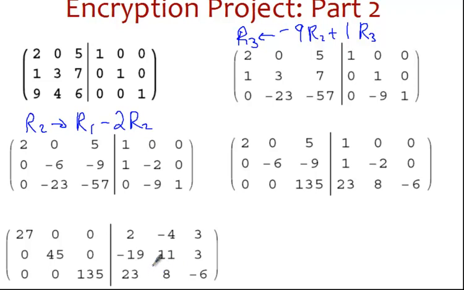Now normally if I want to find the inverse, what I would then do is take row 1 and multiply it by 1/27th, and I would end up dividing 2 by 27, negative 4 by 27, and 3 by 27. I would take row 2 and make that 1/45th of row 2, and I'd have negative 19 over 45, 11 over 45, and 3 over 45, etc. The problem is, if I do that, I get all these fractions. And as you know, fractions don't correspond to any letters in our alphabet, so we can't do it that way.